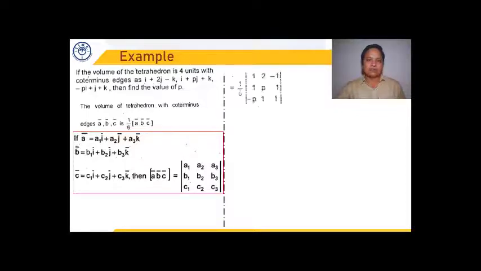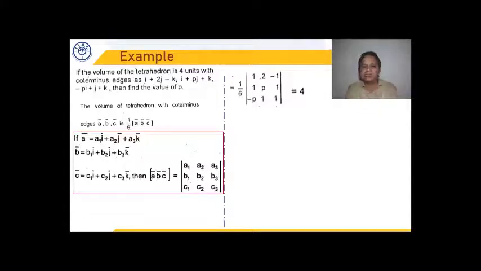Now, can we say 1/6 times the determinant: first vector coefficients are 1, 2 and minus 1. So we write 1, 2, minus 1. Second vector is i plus pj plus k. So coefficients are 1, p, 1. Third vector is minus pi plus j plus k. So minus p, 1, 1. Now this 1/6 volume is equal to 4. Total volume is 4 units given. We have to find the value of P.